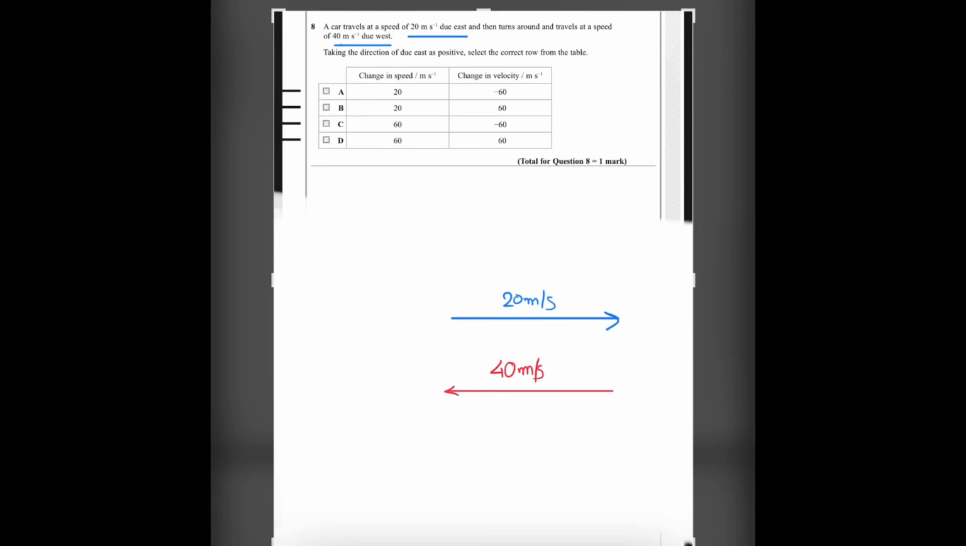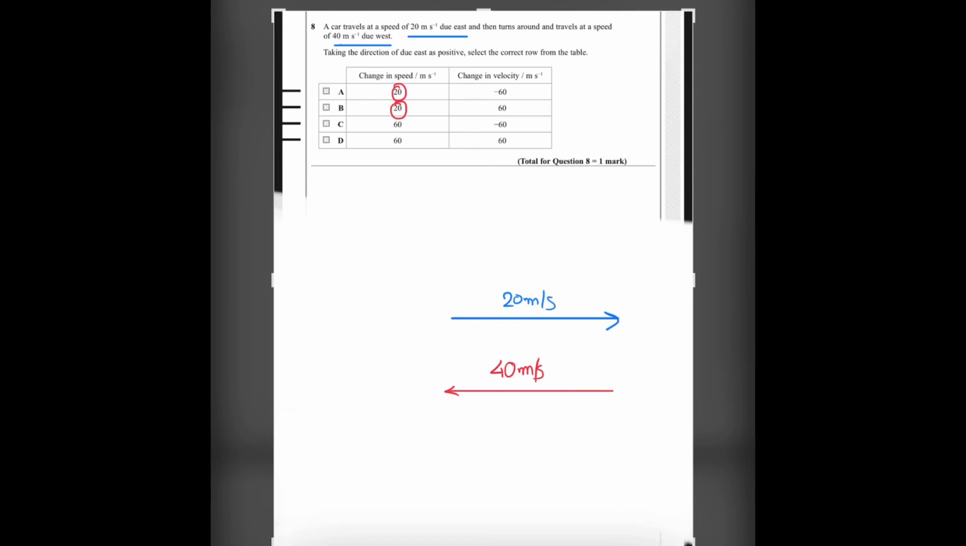So the change in speed is from 20 to 40. So the change in speed is actually 20. And what is the change in velocity? When it is going in the rightwards direction, it is 20 meters per second, and when it is leftwards it is 40 meters per second.